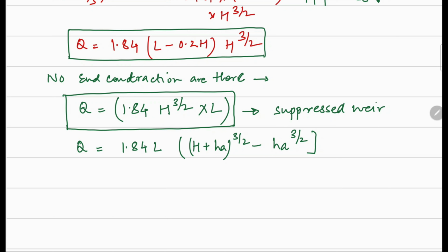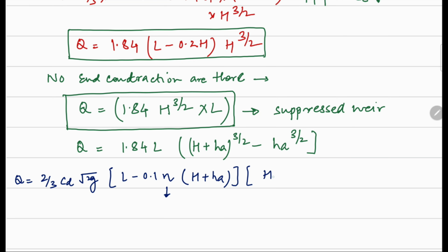Now, if we consider the discharge Q of the water flowing over a rectangular weir with the velocity of approach as well as the end contraction, the same formula of the discharge can be written as Q equals 2 by 3 CD under root 2g, and in brackets L minus 0.1, and I am writing neta, neta is the number of end contractions, and then H plus HA, and then bracket closed, and in the next bracket H plus HA raised to the power 3 by 2 minus HA raised to the power 3 by 2.